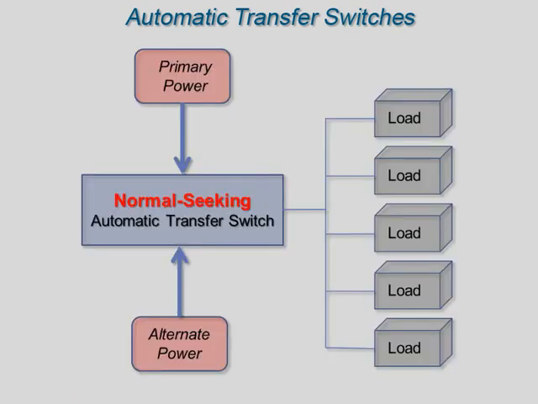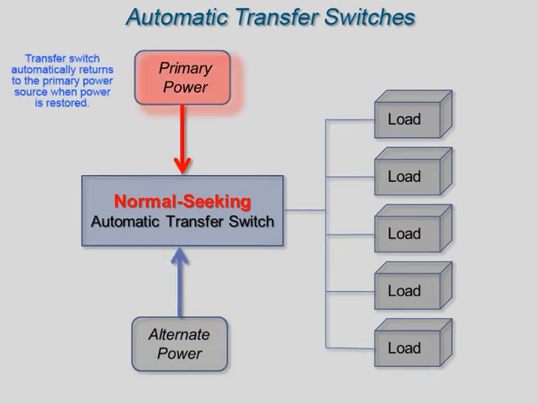Normal seeking transfer switches are designed to prefer one power source, the primary source, over any other. This means that the transfer switch monitors its normal power supply at all times. If power is interrupted to the normal supply, the switch will transfer to its alternate source, providing power to its load from the alternate source. When power is restored to the normal source, the transfer switch will automatically return to the original power source.